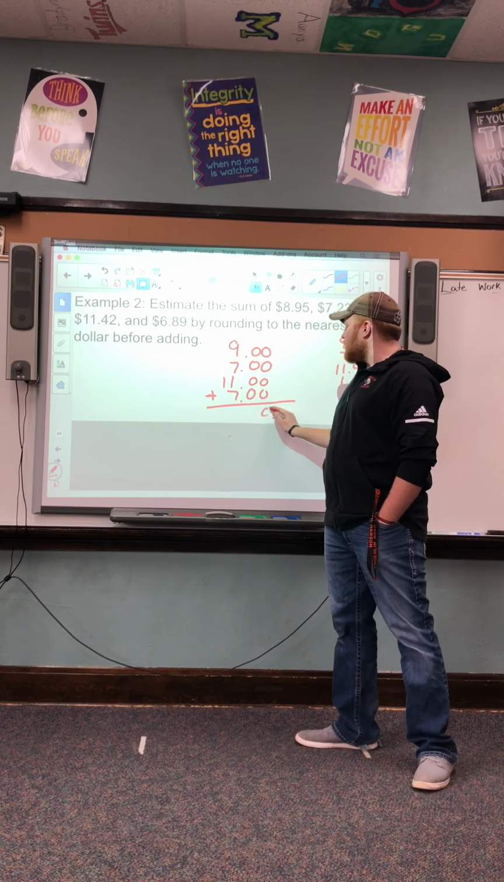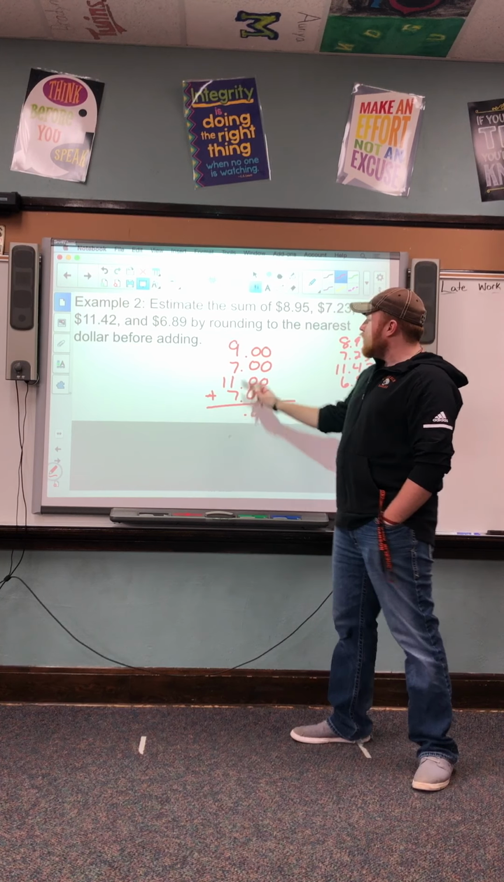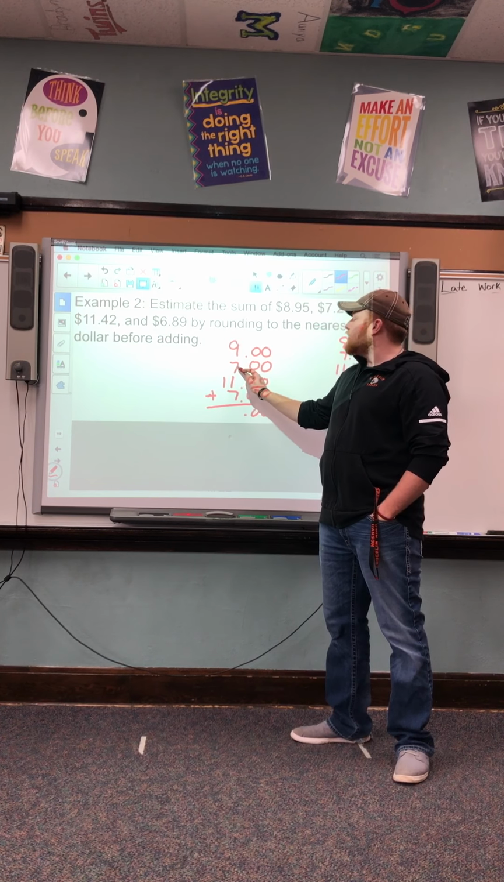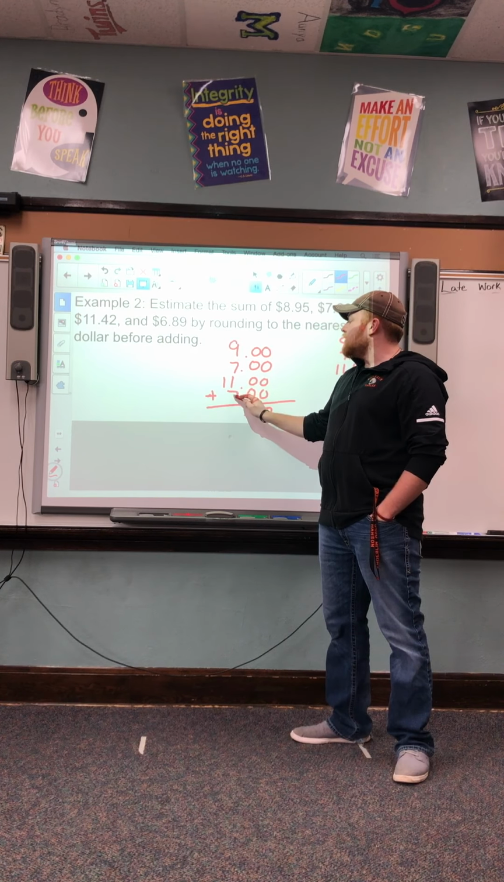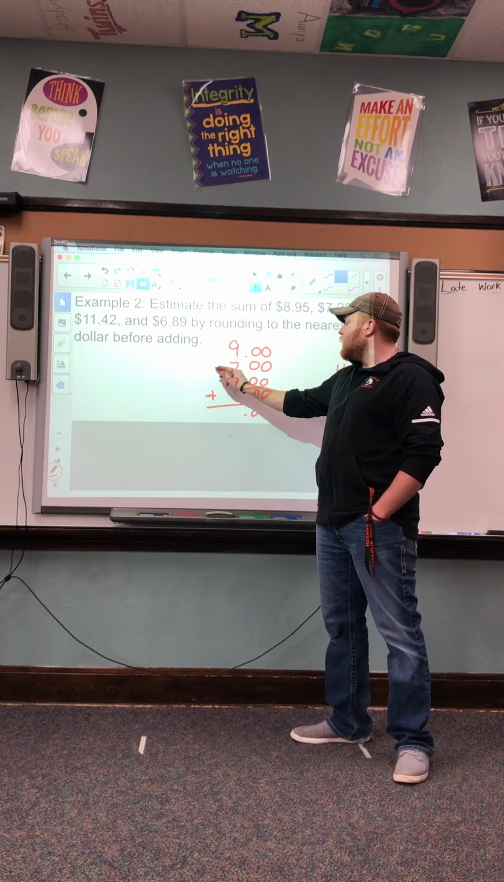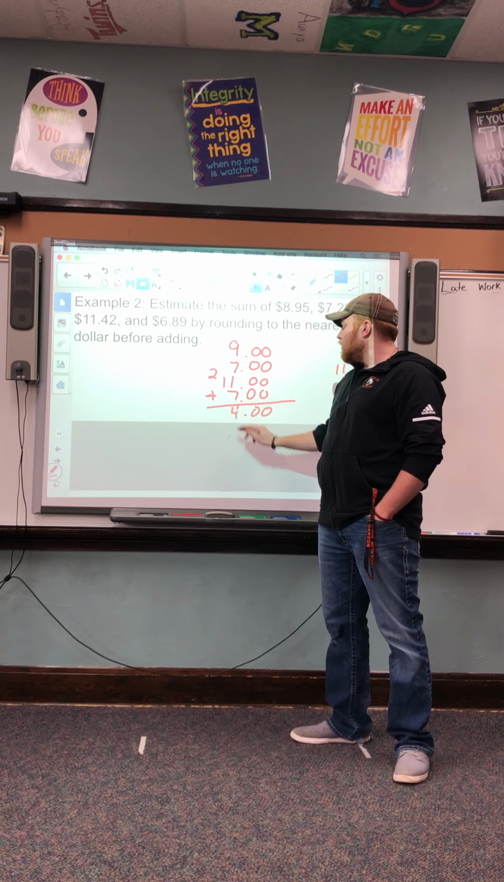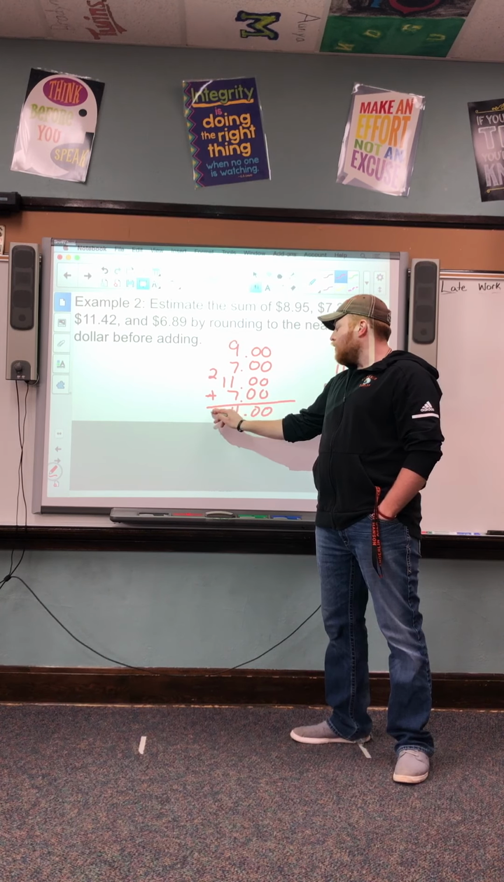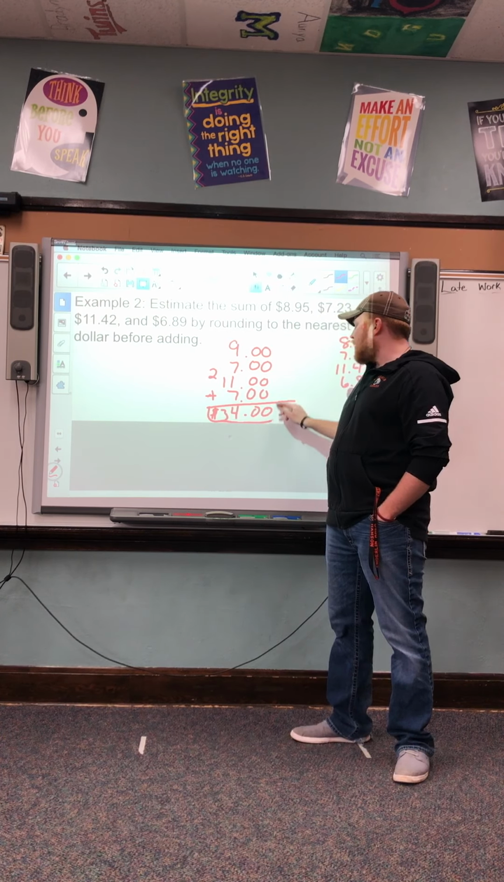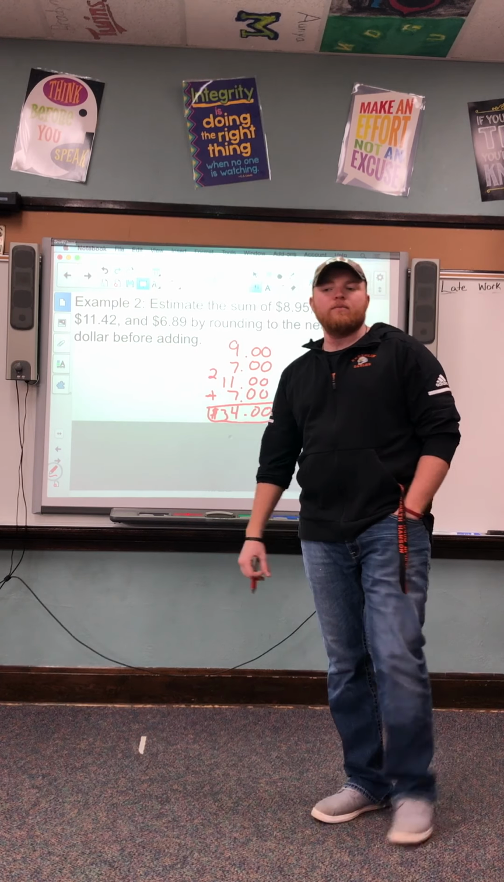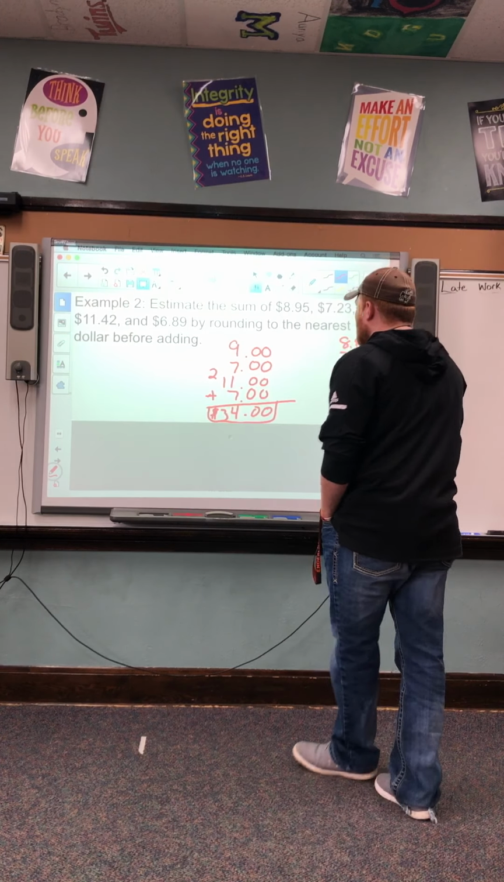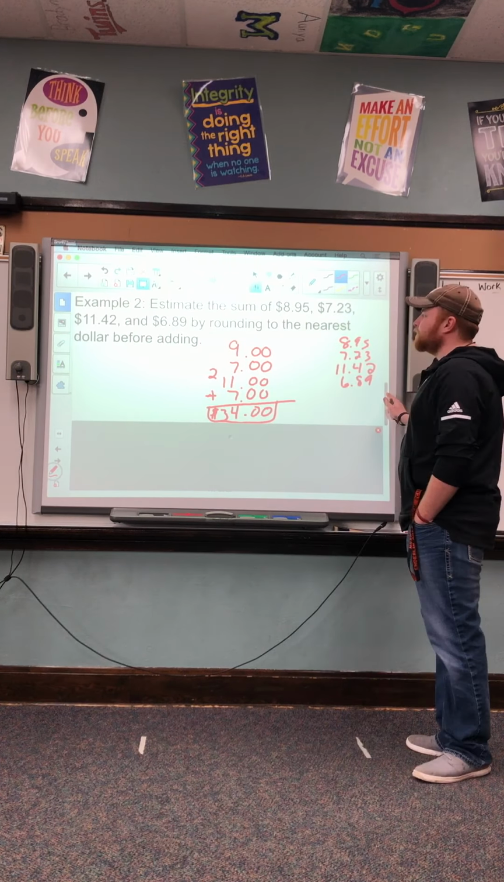All right, so then we have zeros here, and then we add. 9 plus 7 is 16, plus 1 is 17, plus 7 is 24. Okay, and then we go 2 plus 1, we would get 3. And then don't forget your dollar sign. So that would be our answer, $34, if we estimated correctly. That should be your answer.